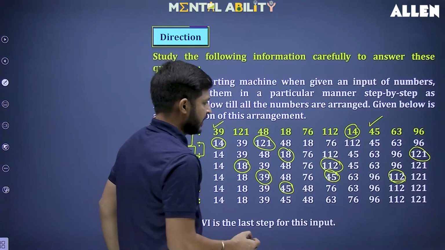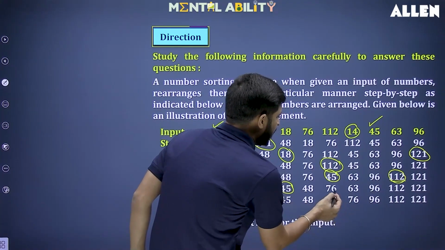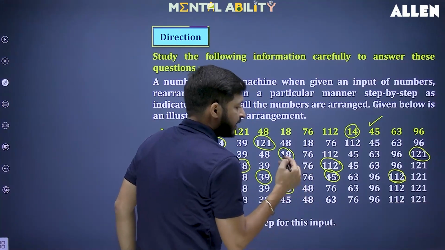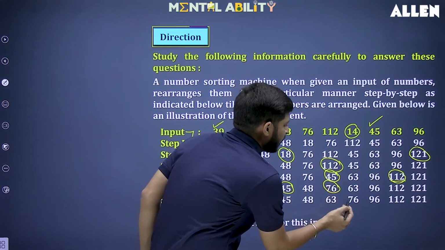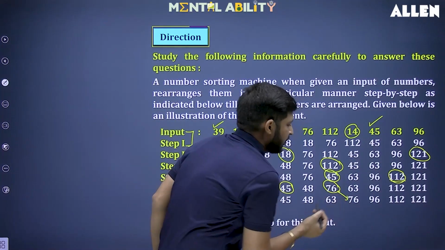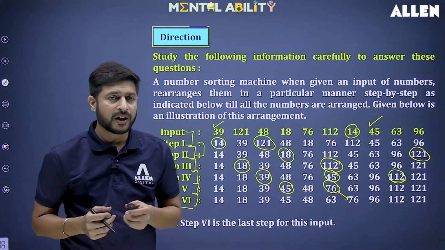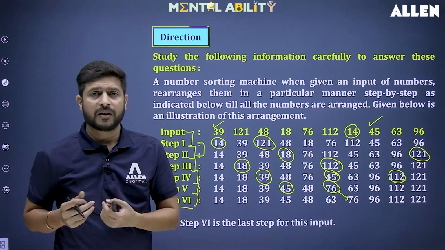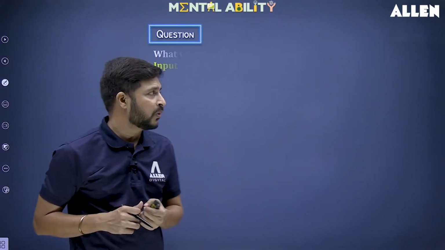And in the last step, what exactly has happened? This 96 was already available over here, and this 48 was already available over here. So now what are we supposed to do? We have to shift this 76 from this place to this particular place, right? Now the rest of the numbers are arranged in ascending order, and we are able to find out the pattern going on in this particular input. Now we are supposed to solve the question based on this particular input.